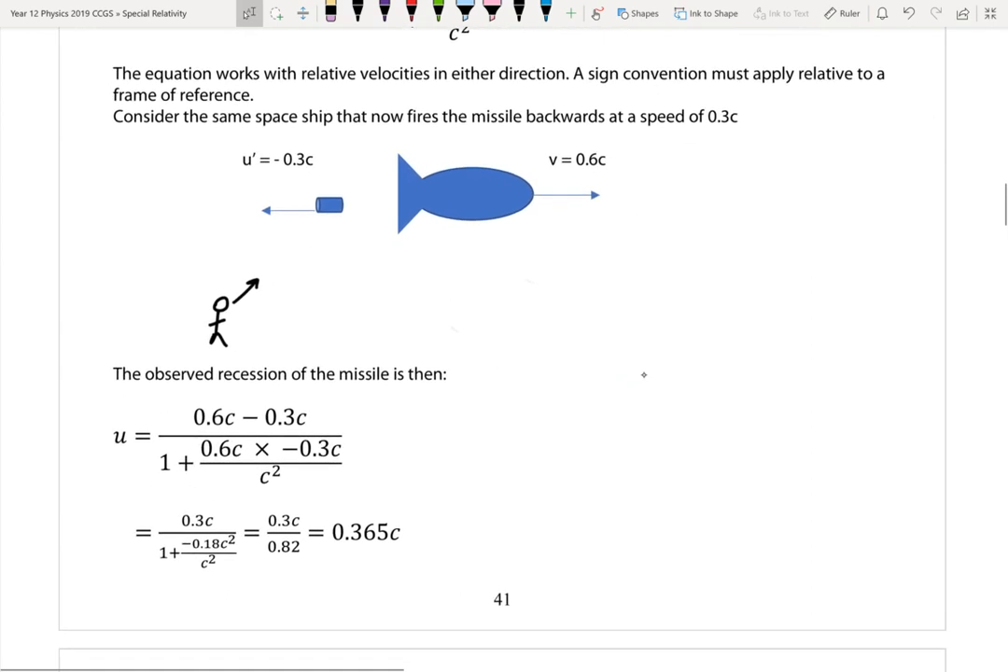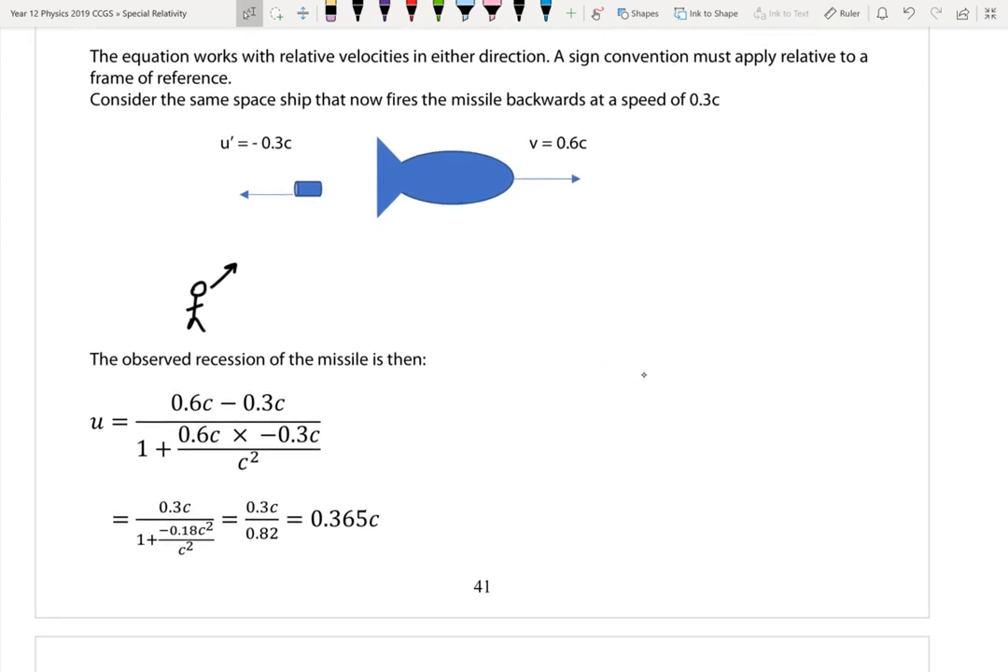All right, look at this one. Now, I've already done the working out for you, but what we're going to add here is please assign a convention that one way is positive, the other way is negative. Okay? And you can see that's why we've got that there. So now, when this bloke observes the missile, here's the thing. He sees the spaceship travelling past at 0.6c. The spaceship fires a rocket backwards from its frame of reference, u prime. It's measured to travel backwards from the rocket at 0.3.